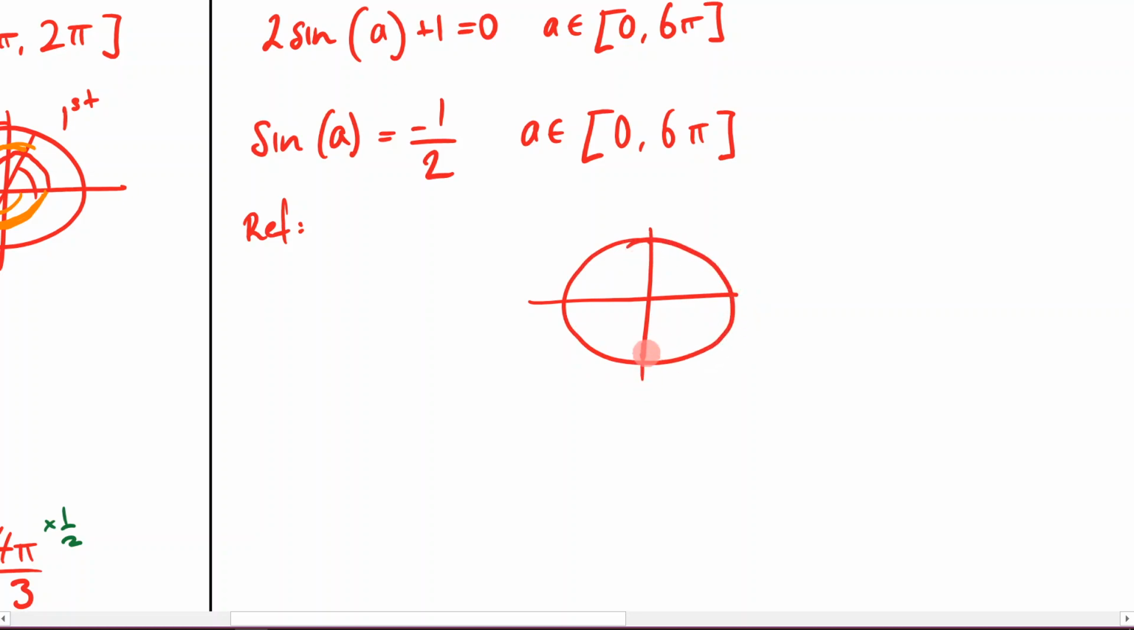All right, that's as good as it's going to get. It's sine, so that means I'm dealing with my y. It's negative, so I'm down here. It's going to be here and here, so it's going to be in my 3rd and 4th quadrants.